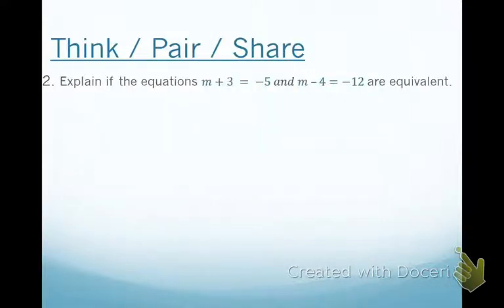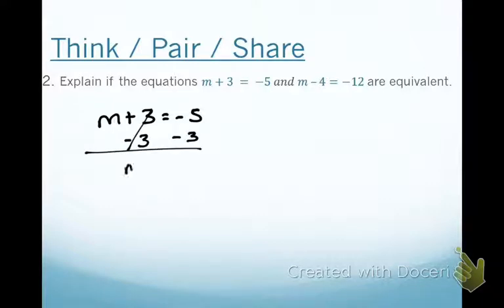Explain if the equations m plus 3 equals negative 5 and m minus 4 equals negative 12 are equivalent. Guys, what's equivalent mean? The same. The same, equal, okay? So let's start with our first one. M plus 3 equals negative 5. Just the girls. How do I get m by itself? You have to do the opposite. Subtract 3. Let's do the opposite of plus 3. We're going to subtract 3. What does m equal? Same sign, add the numbers, keep the sign. What do you get? Negative 8.